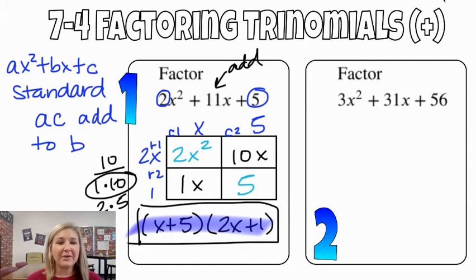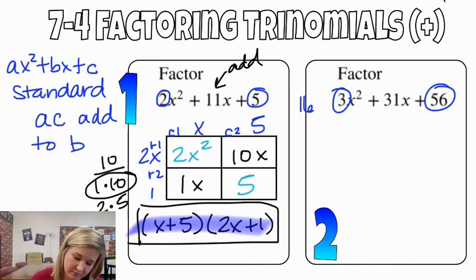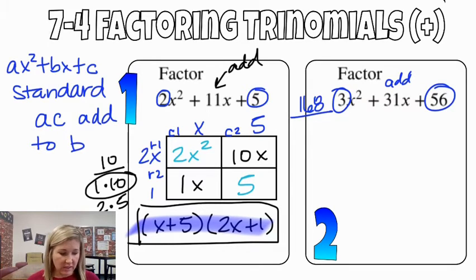Okay, now we're going to look at example 2 here. We're going to find the factors of 3 times 56. So I'm going to multiply 3 times 56 here, and I am going to get 168. And I'm going to find factors of that add together to give me my 31. So 1 times, this might take a little while.